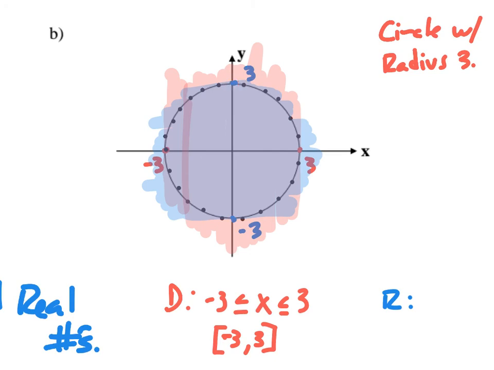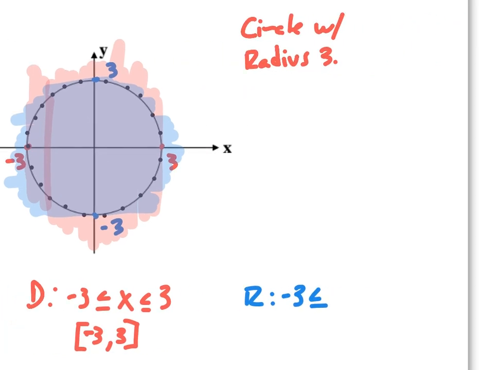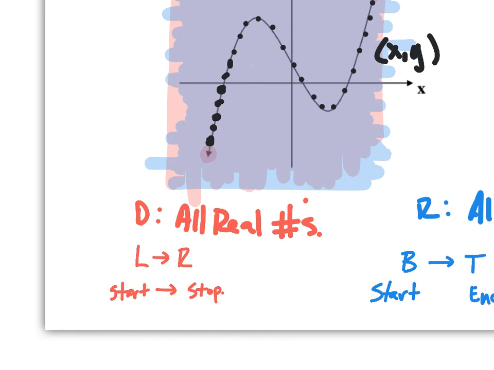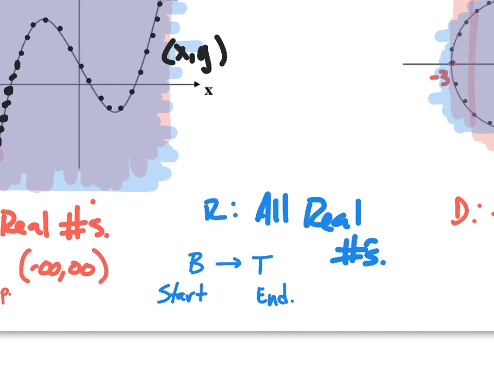So my range, what I would say, is that we go from -3 less than or equal to my y value, and that's going to be less than or equal to +3. In interval notation, we would write this as -3 bracket +3. Now down over here, if I wanted to show in interval notation what this would be for this graph, if I say all real numbers, that means I use parentheses -infinity to +infinity. Same thing with the range. I would say -infinity to +infinity.